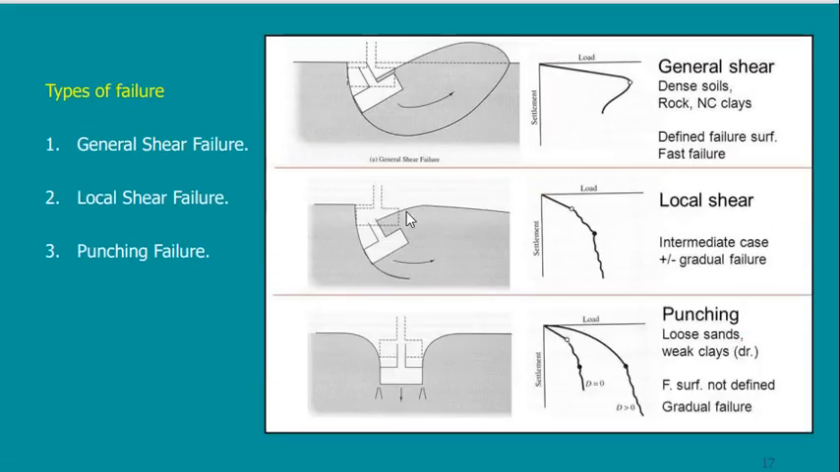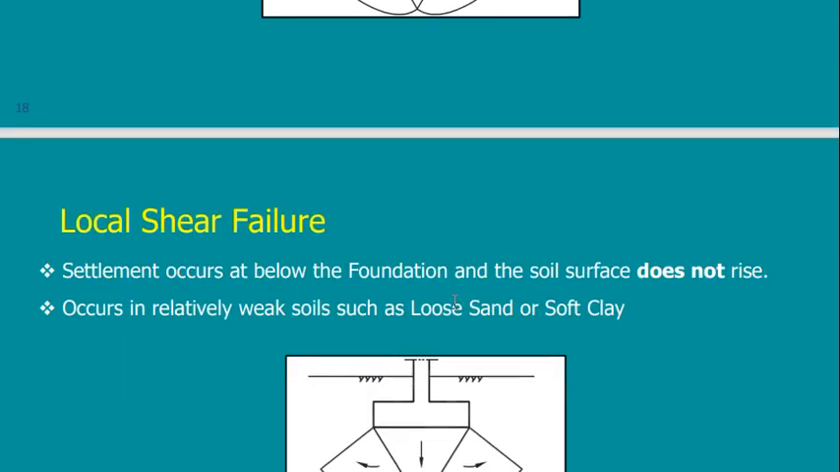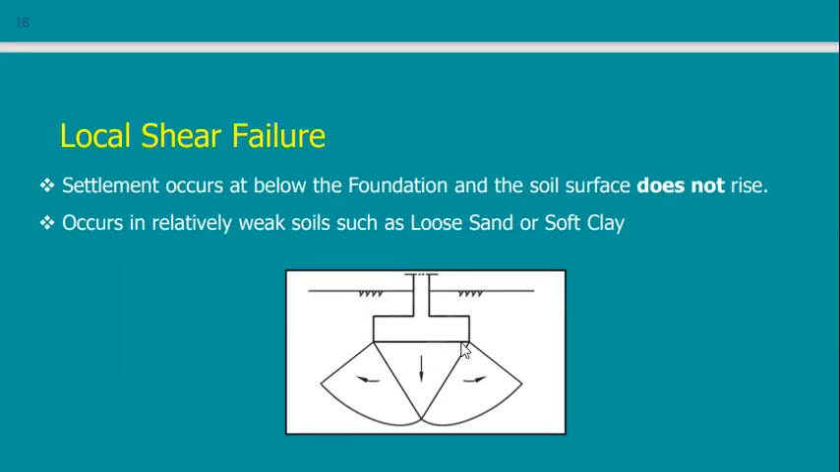The next type, which is the local shear failure, this is an approximation for it. The soil is intermediate. So once I push this part, the load will be transferred to the next wedge, but it will not go further beyond this. So it will be local shear failure because it sheared the area around it.